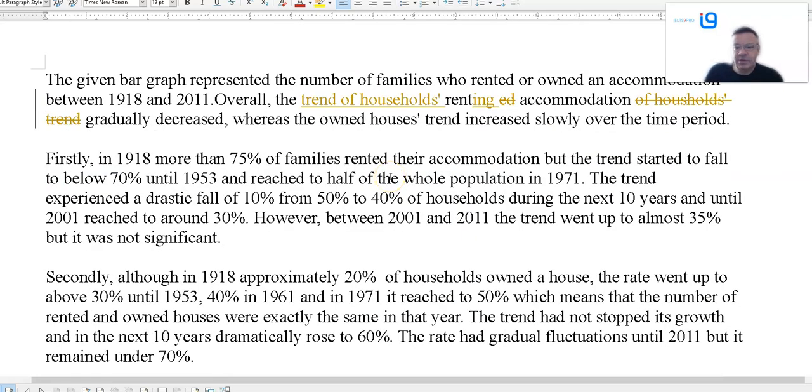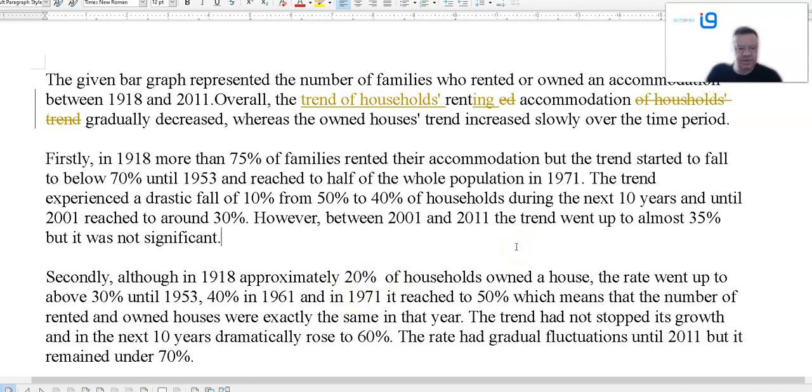In 1918, 70% for rental accommodation, but then it had to fall until 1953. The trend is drastic. How is 10% a drastic fall? A drastic fall of 10%? In overall terms, that's not particularly drastic, is it? If you're looking at a chart, a drastic fall would be where it goes like that. That's a steady decline rather than a fall. It's not like a fall, it's a decline, a steady decline.